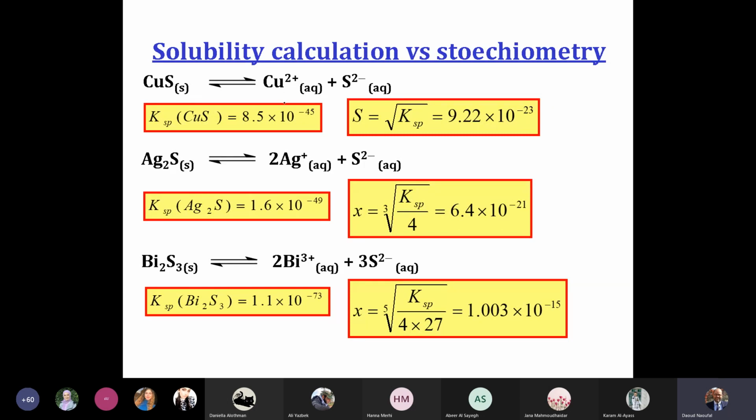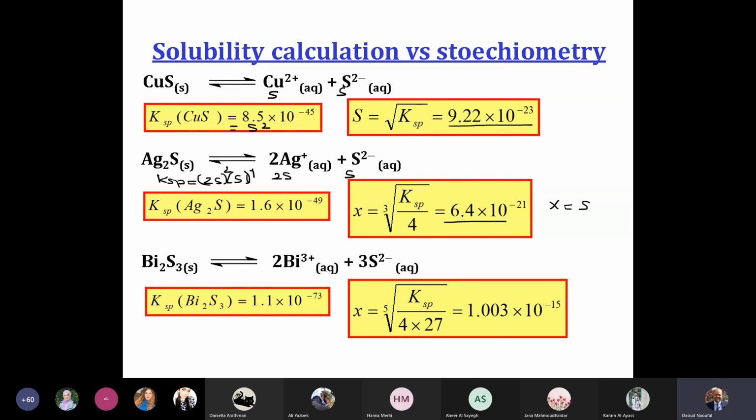CuS will give S and S. So Ksp equals S squared, so S equals the square root of Ksp, equal to 9.92 × 10^-23. For Ag2S, we have 2S and 1S, so Ksp equals (2S) squared times S to the power 1, which equals 4S³. So the solubility S, or X, don't forget that it can be written as X, equals the cube root of Ksp divided by 4, equal to 6.4 × 10^-21.